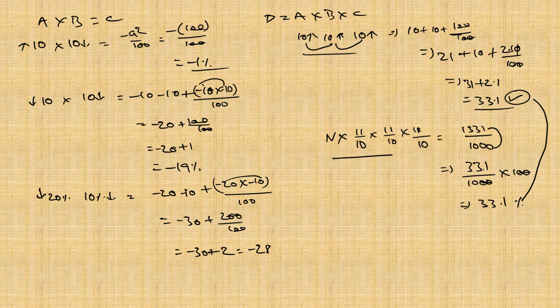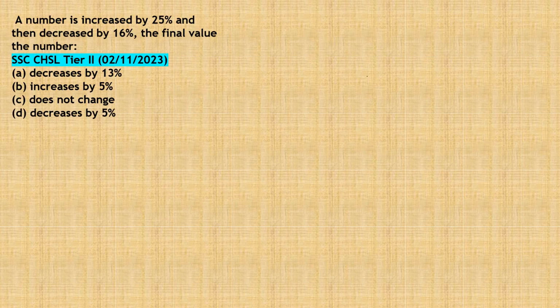Okay, we will use this method, which is very helpful and very easy for calculations. So let's see the questions asked in the last 2 years. A number is increased by 25% and then decreased by 16%. We are asked to find the effective change in the number.